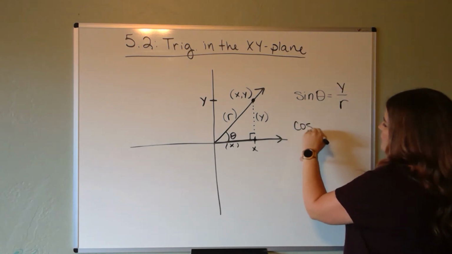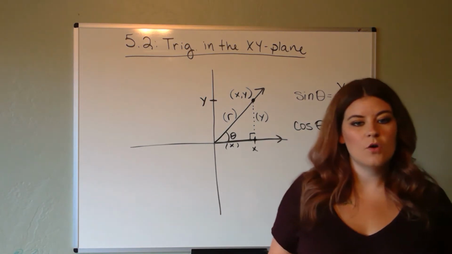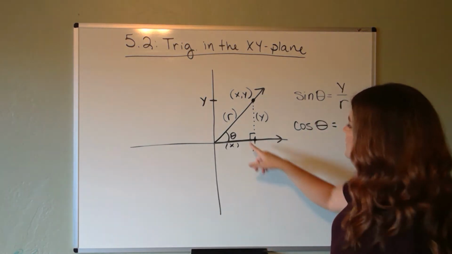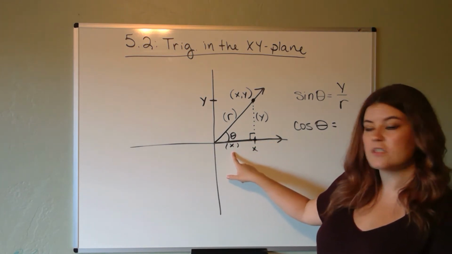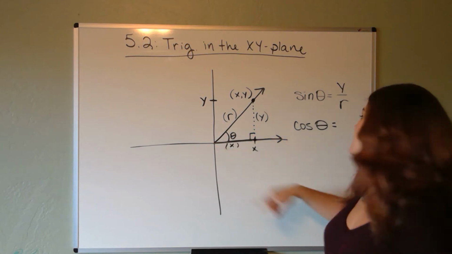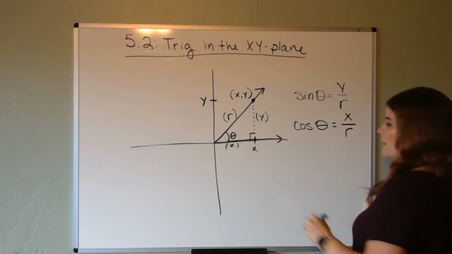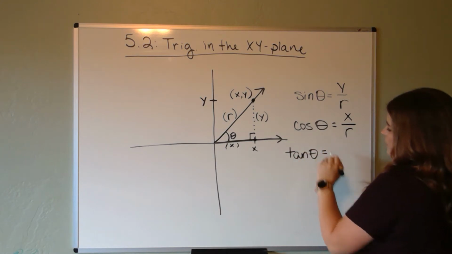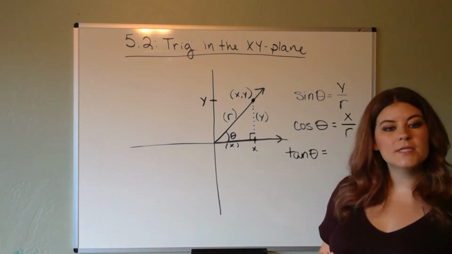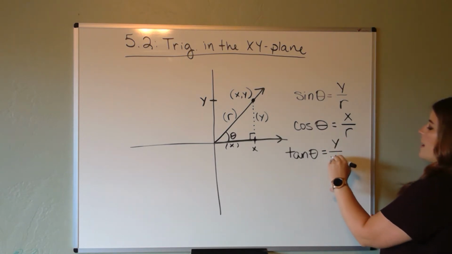So the cosine of theta. Remember, cosine is adjacent over hypotenuse. So the cosine for this angle theta would be x, that's the adjacent side, the one that's touching it, over the hypotenuse r. So we get x over r. Let's do the tangent of theta. Remember, tangent is opposite over adjacent, so that in this case would be y over x.